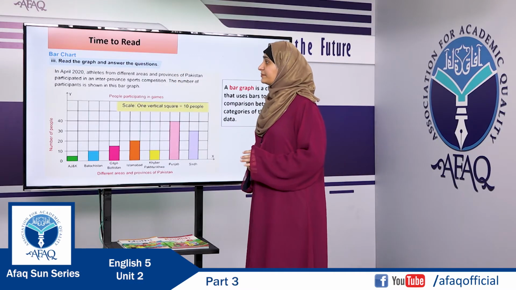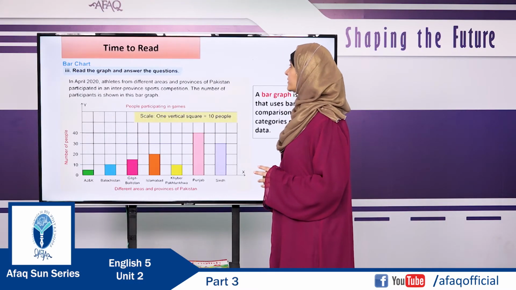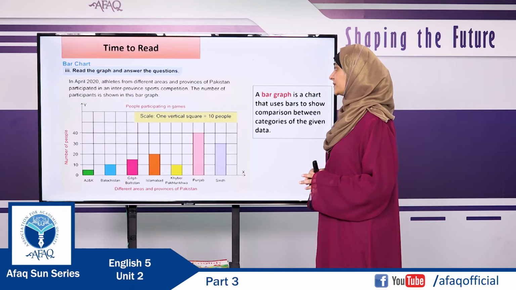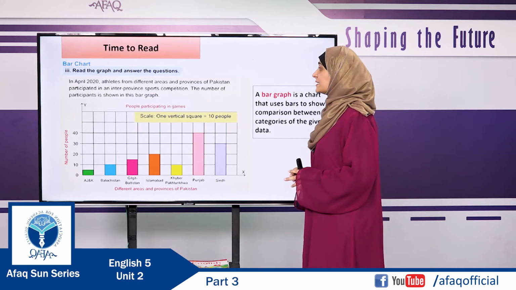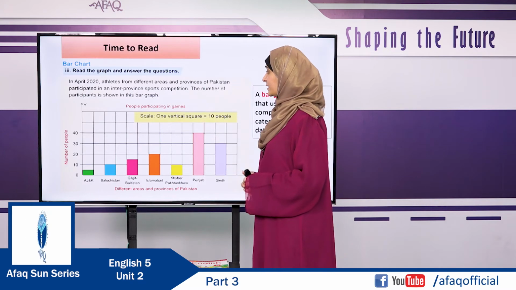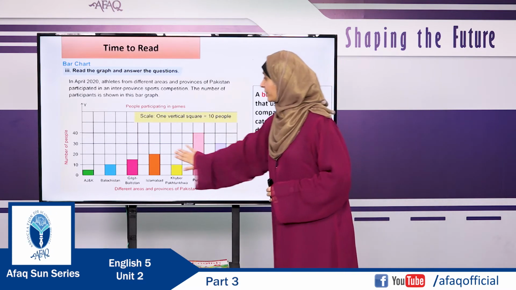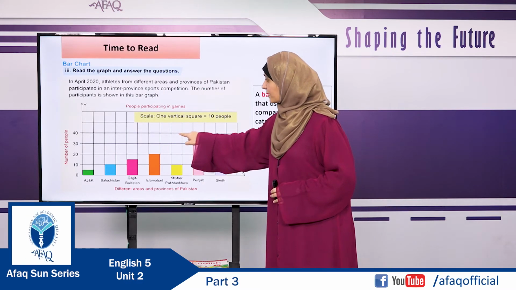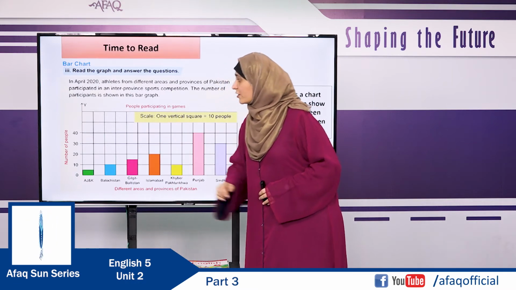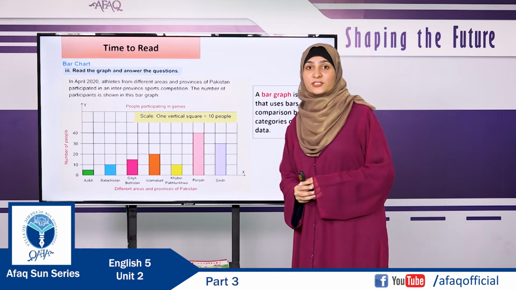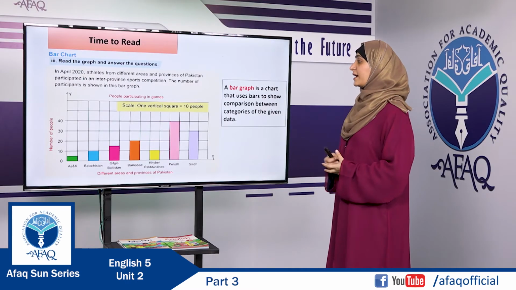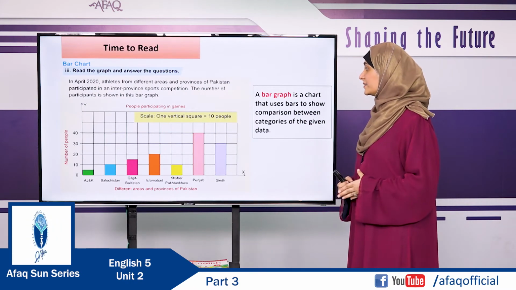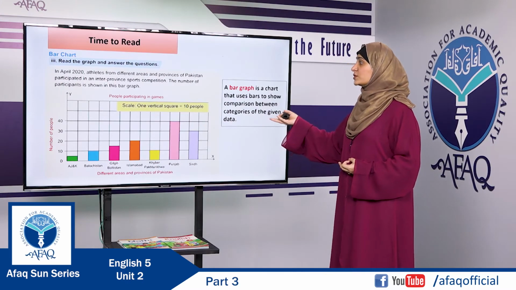Now read this paragraph. In April 2020, athletes from different areas and provinces of Pakistan participated in an inter-province sports competition. The number of participants is shown in this bar graph. Now, you will see the numbers of people here. From Punjab, you can find out that the number of participants touches the line that goes to the scale 40. So, from this bar chart, you can assess at first glance the number of participants in the inter-province sports competition.